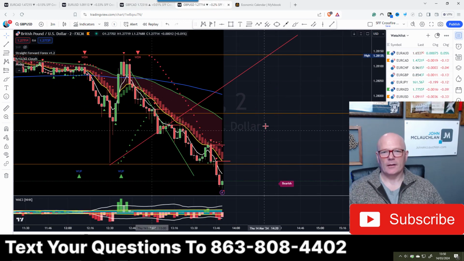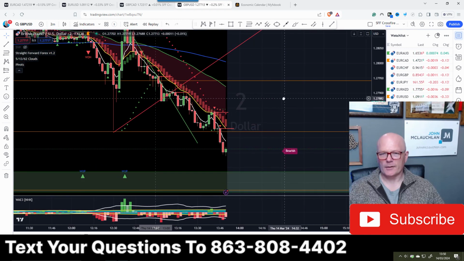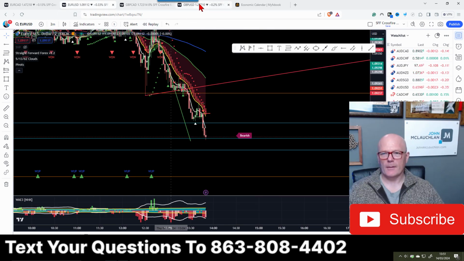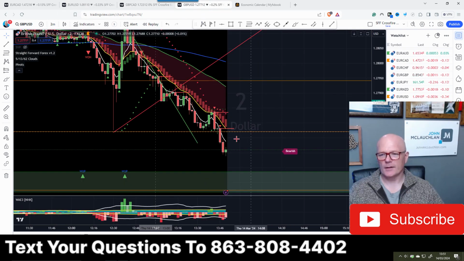And the GU is doing the same as CAD USD. Euro USD and GBP USD doing very similar things. And I say 9 minutes time, we'll see if this price is going to go up and then down.